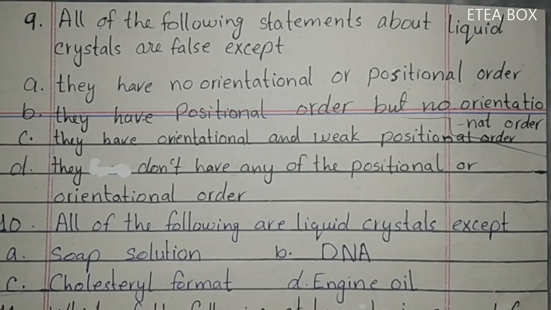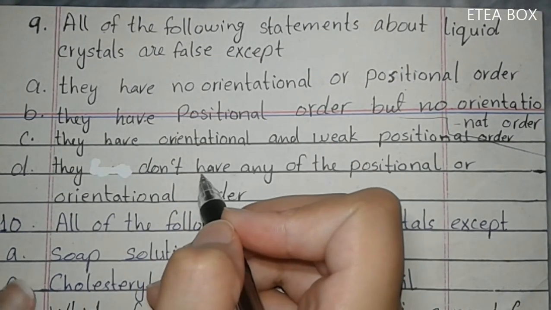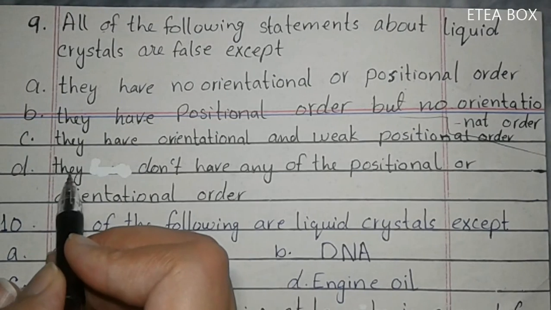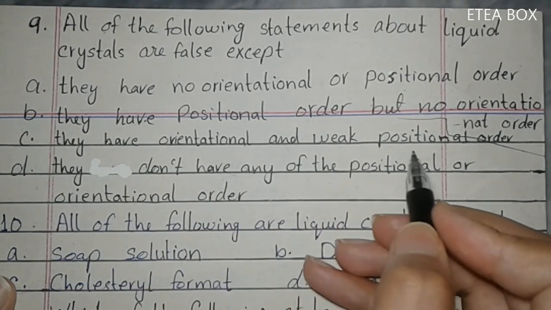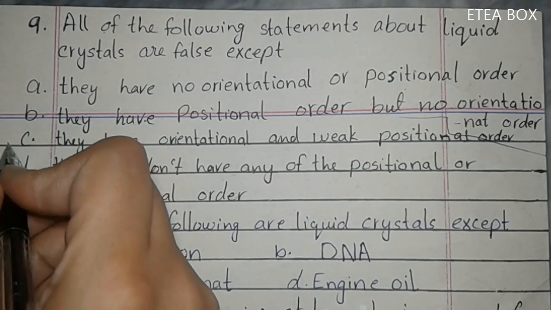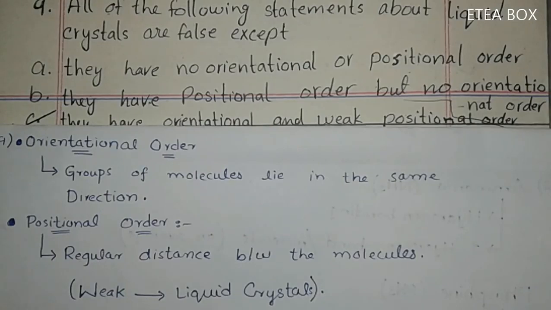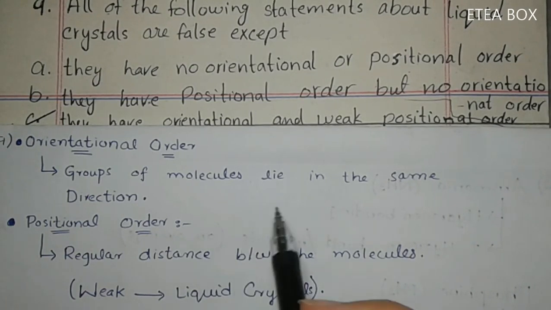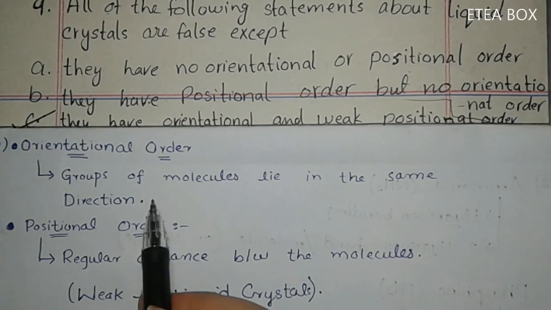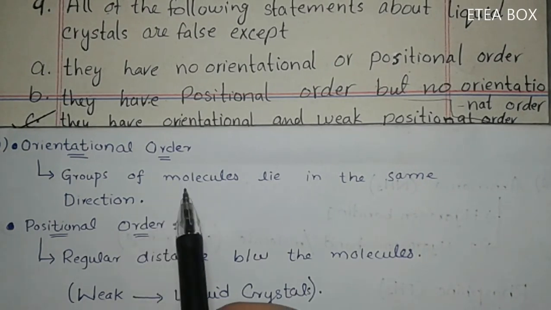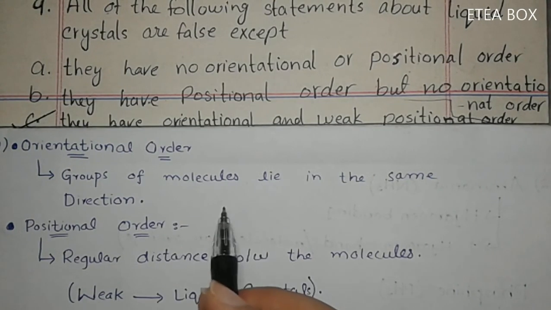All of the following statements about liquid crystals are false except. So what is the correct statement? The correct statement is here: they have orientational but weak positional order. Here option C is correct. How? Let's see. What is orientational order? Orientational order means a group of molecules lie in the same direction. So the liquid crystals have orientational order. All of their molecules lie in the same direction.